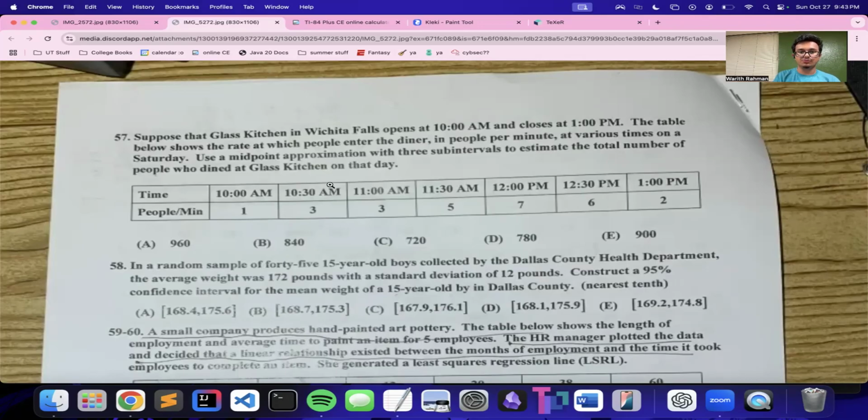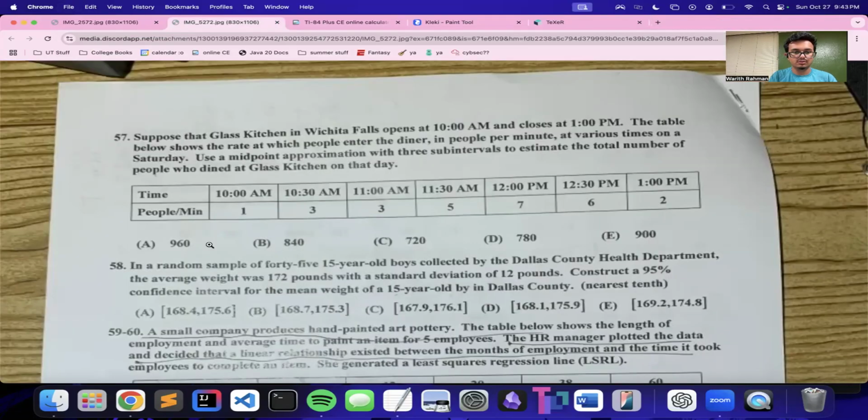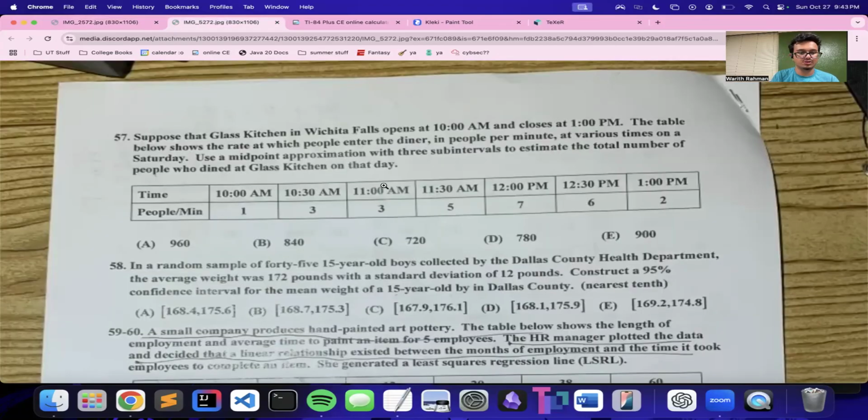So 3 people per minute for 60 is 180 people. 5 would be 300, so that's 480 total. 6 is going to be 360. I forgot the number I said already. 180, 300, 360. And that gets you 840. So that's going to be B. The fact that this is not sorted annoys me.